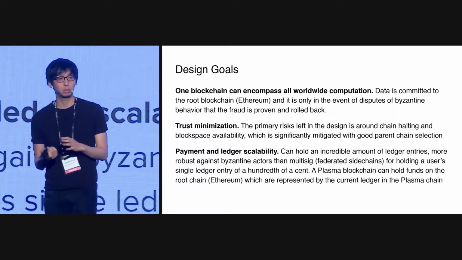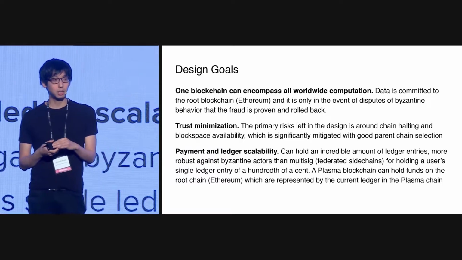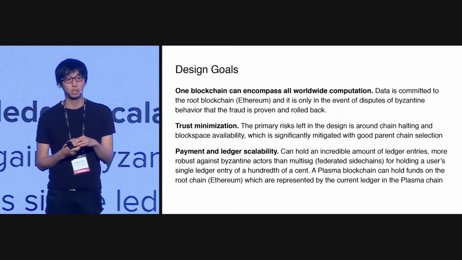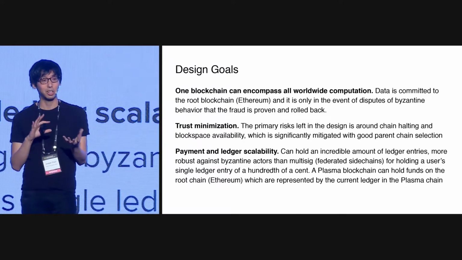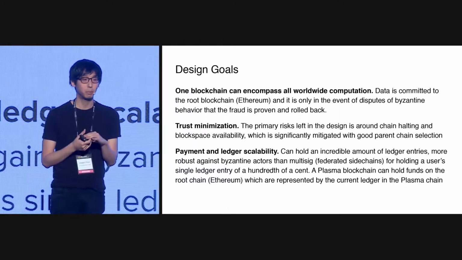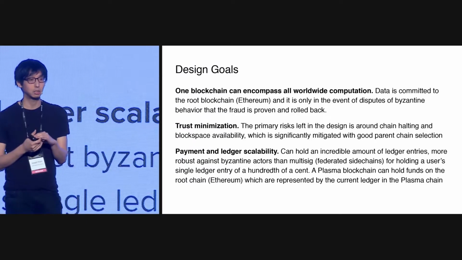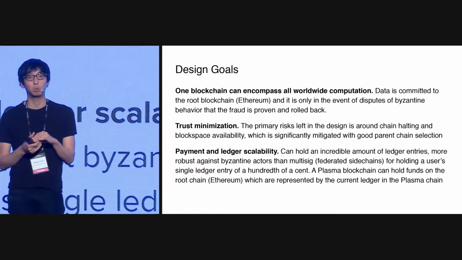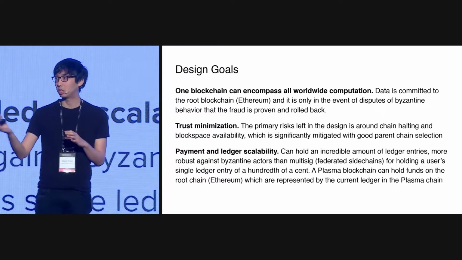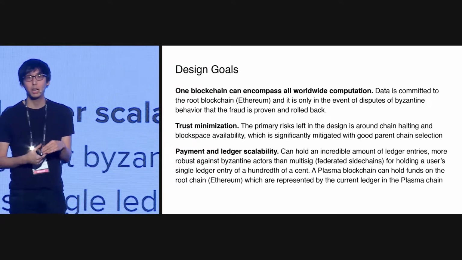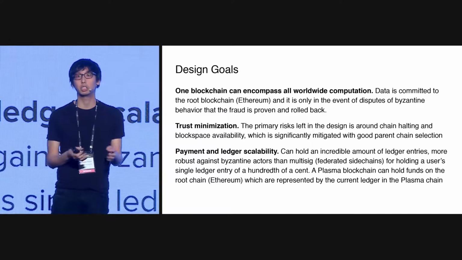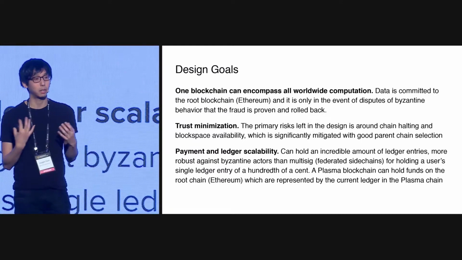So, design goals. I think it's possible for one blockchain to encompass all worldwide computation. I think trust minimization is inceptually important, and it's basically what we're dealing with today. The prior talks about trust are very indicative of what the core researchers here are really talking about and thinking about.